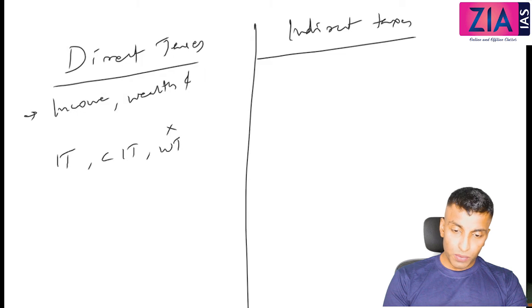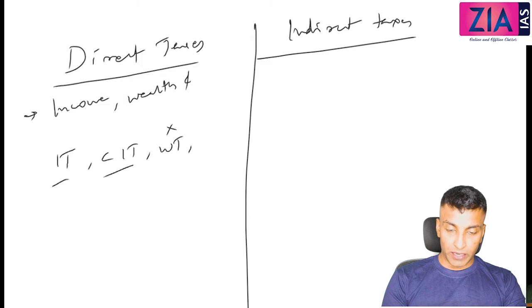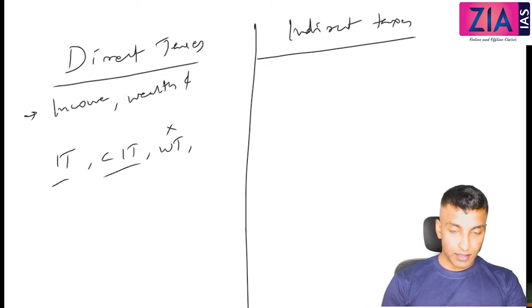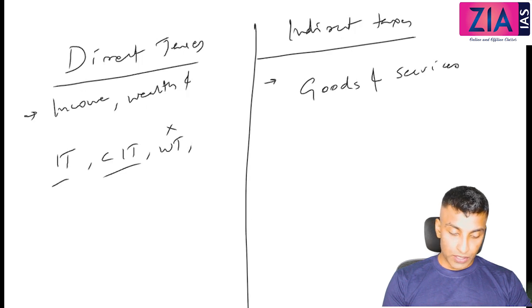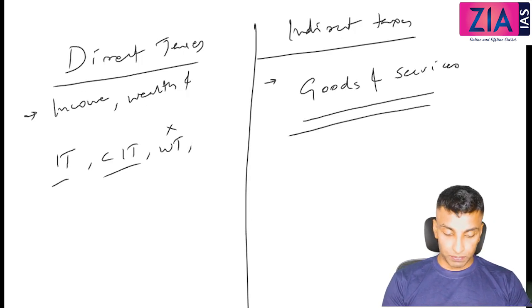Wealth tax is abolished now. We will discuss all these. You can also write: professional tax, etc. So it is imposed on income or wealth and activities of individuals as well as firms. What about indirect taxes? Just write one line: these are imposed on goods and services in the stages of production and distribution.